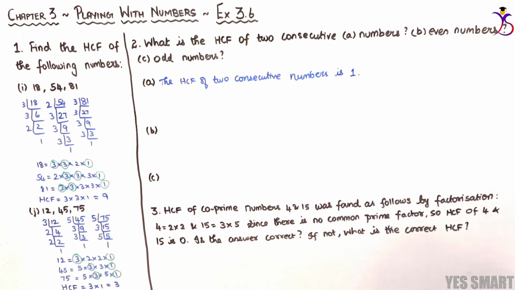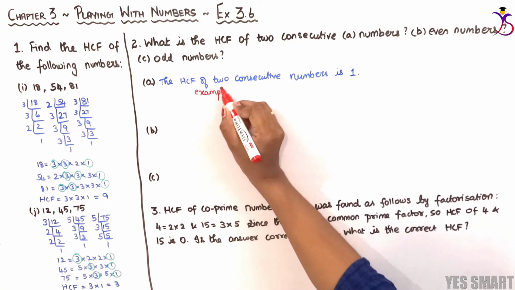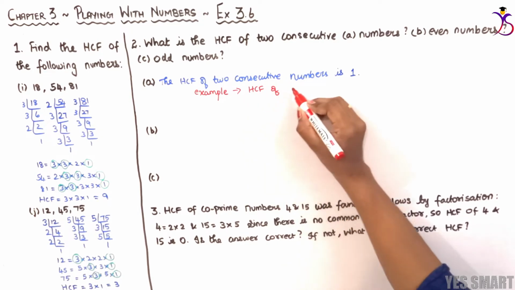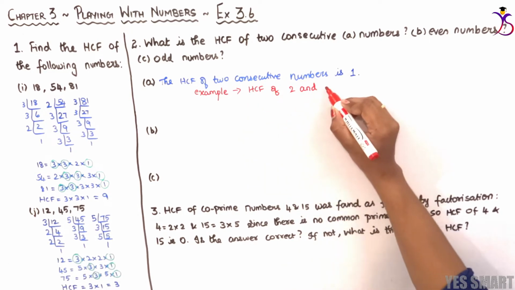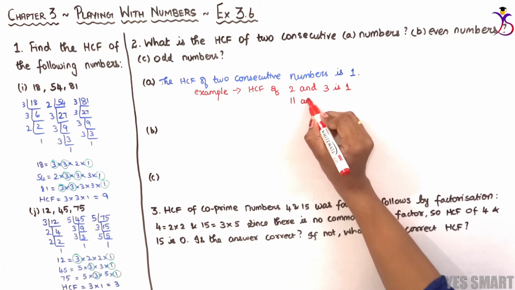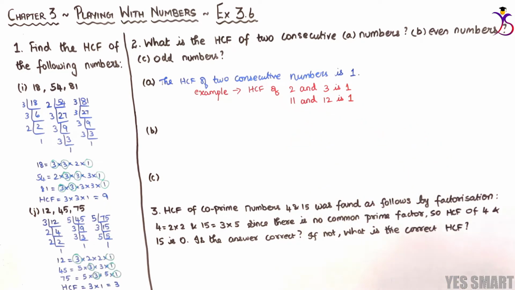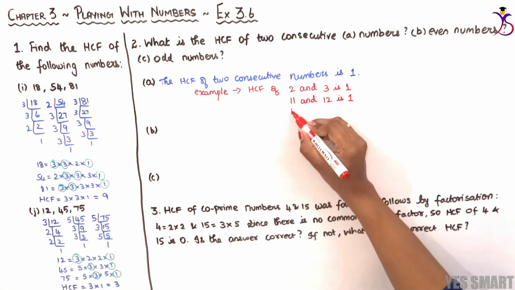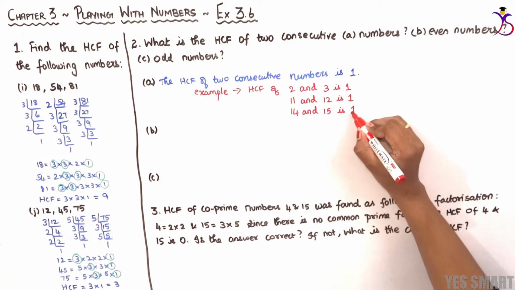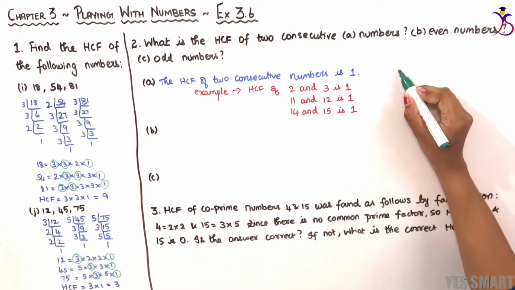In order to prove this, let's compare it with any example. Let's take the HCF of 2 and 3. If you solve it, you will get 1. 11 and 12, the HCF will be 1. For any two consecutive numbers which are not prime, let's take 14 and 15. The HCF of these two numbers is also 1. So for any two consecutive numbers, the HCF will be 1.